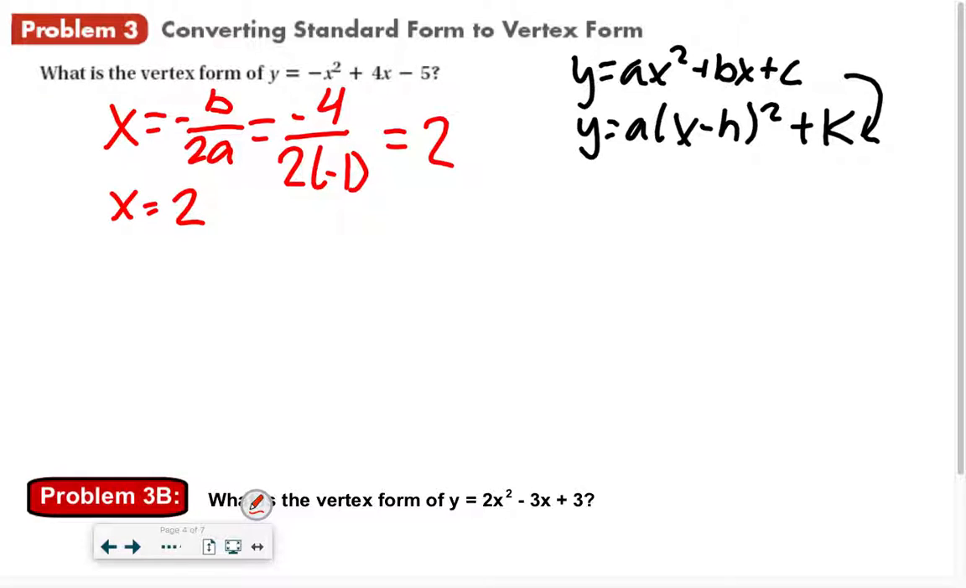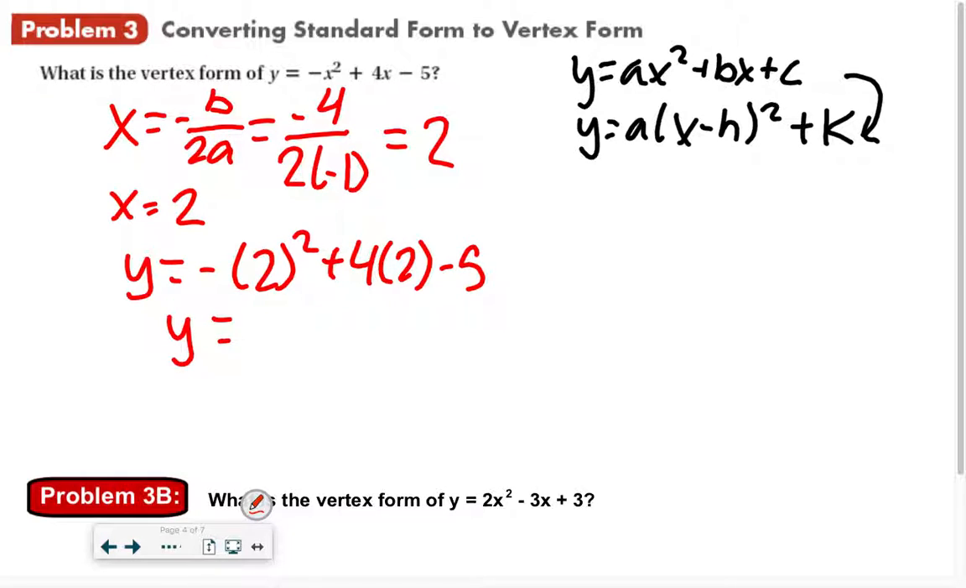Now, how did we get our y coordinate of our vertex? Plug it in. Awesome. So y is negative 2 squared plus 4 times 2 minus 5. Do the math, and we get -1. So that means my vertex is (2, -1). So my vertex goes into h and k.